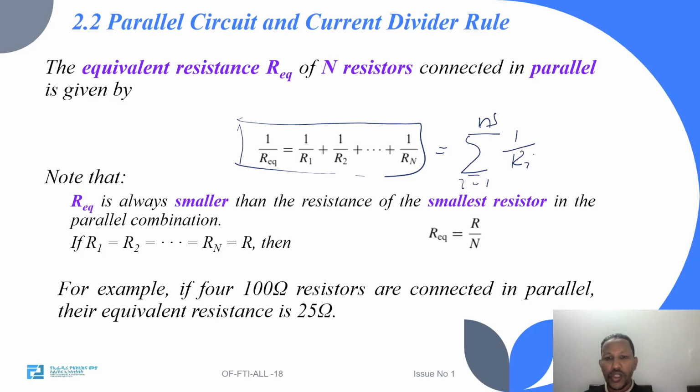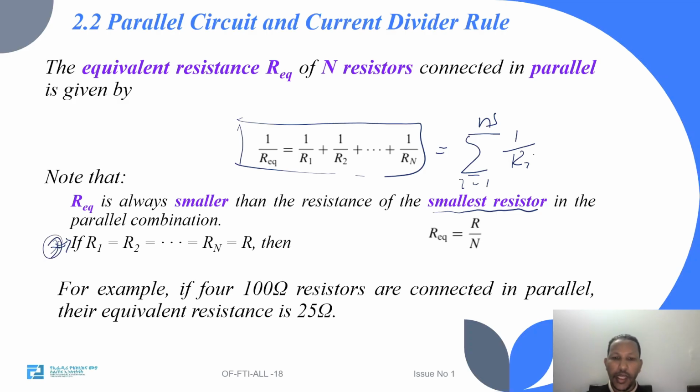So R equivalent is always smaller. This is very important. R equivalent is always smaller than the resistance of the smallest resistor in a parallel combination. That means you may have any number of resistors connected in parallel, and from those we'll have the minimum value. So R equivalent should be less than the minimum value of the resistors connected in parallel.